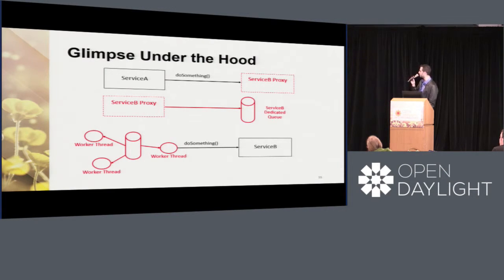So as you see, when service A called to do something on service B, it actually called it on a proxy. And the proxy put the call into a dedicated queue that was created for service B. The red parts here are all done by the infrastructure. The developer didn't do anything here. We also configured the number of worker threads, right? The worker threads are sitting on the queue and listening on it, and when the message gets into the queue, they invoke the actual do something on service B. So this is what happened under the hood, but from the developer's perspective, he didn't touch the code. He just called service A, just called service B.